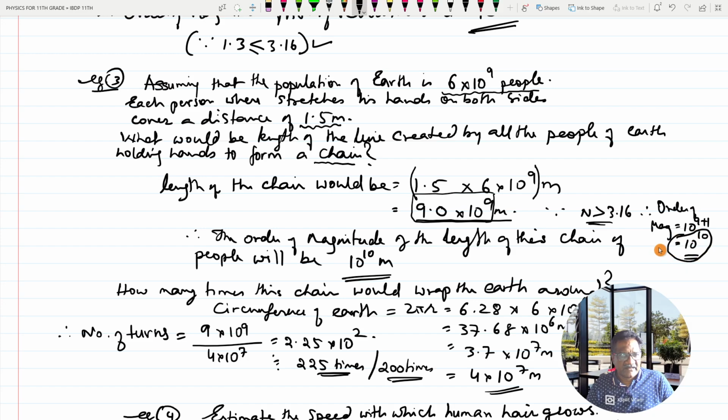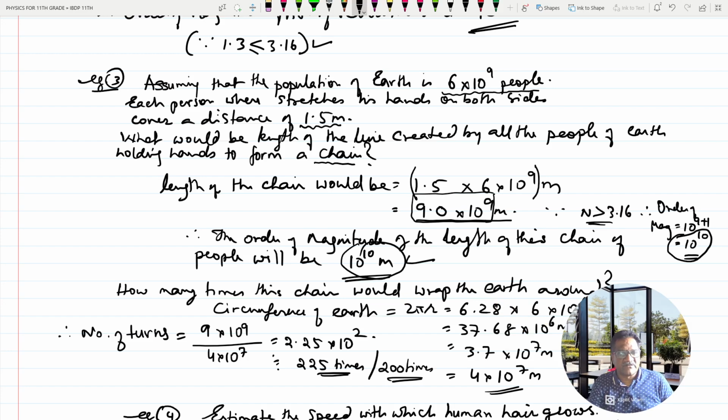Now, the order of magnitude of the length of the chain of people is 10 raised to 10 meter. That is concluded. Further, the question asks you to find out how many times this chain would wrap the earth around. For this, you should know the circumference of the earth. For that, you should know the radius of the earth, isn't it?